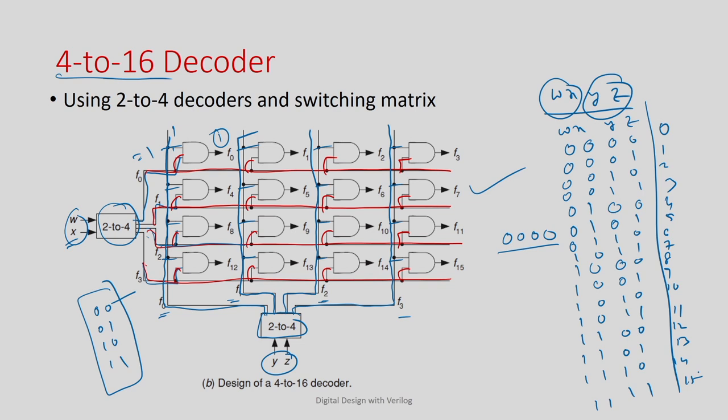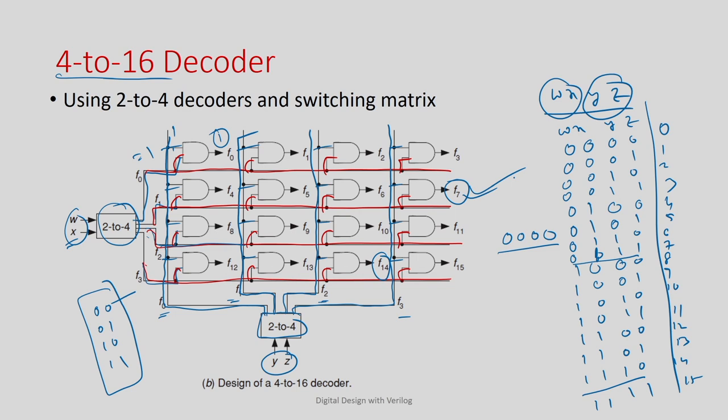What does this mean? Whenever your value is 1110, this F14 will be 1, and the rest of the values will be 0. Similarly, if it is 0111, only the F7 value will be 1. Sorry, I made a mistake here. This is 01, so effectively it is 0111. So it is 7, and 7 is this one.